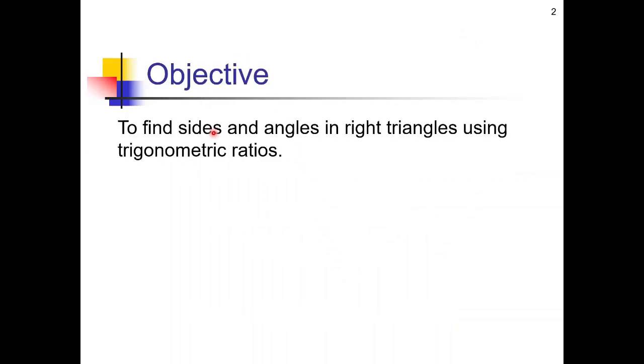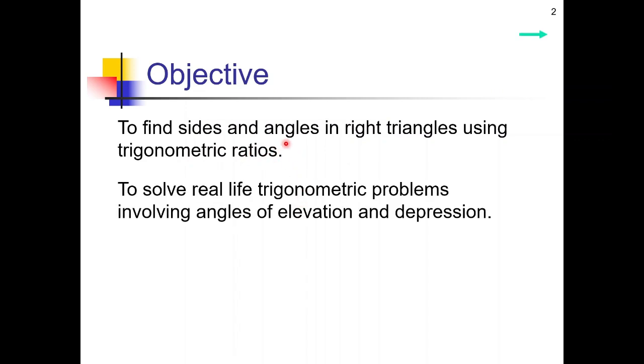In this one, we will find sides and angles in right triangles using trigonometric ratios, which you might remember as SOHCAHTOA, and we're going to solve some real-life trig problems involving angles of elevation and depression.